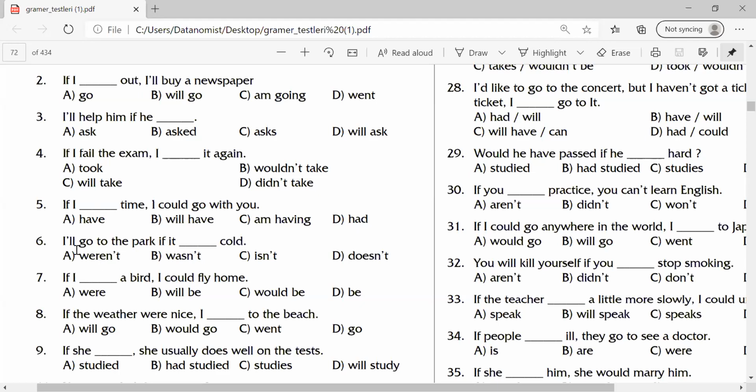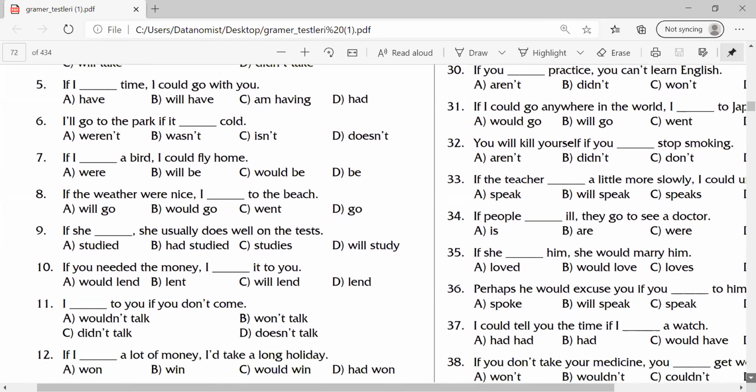I will go to the park if it. I will go. I want one present. So isn't. If it isn't cold.